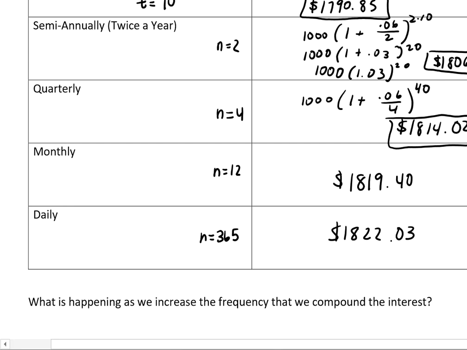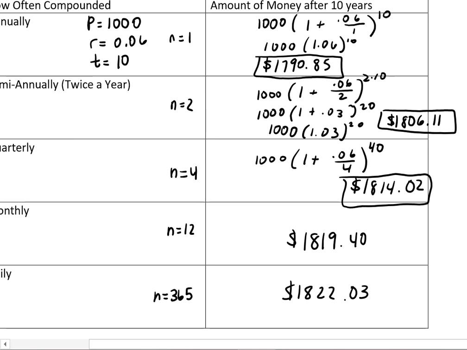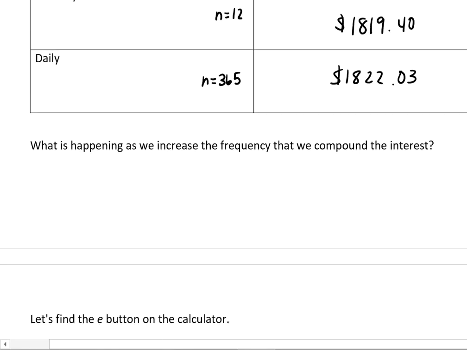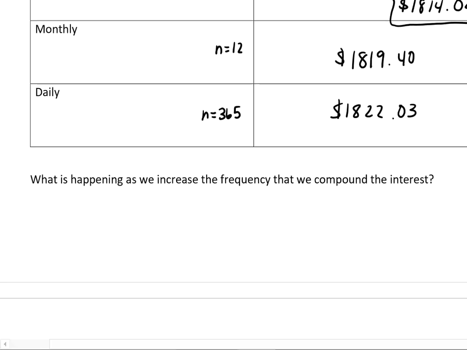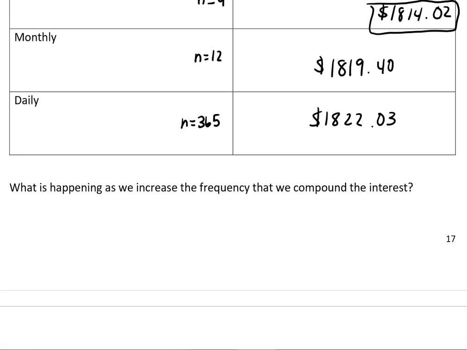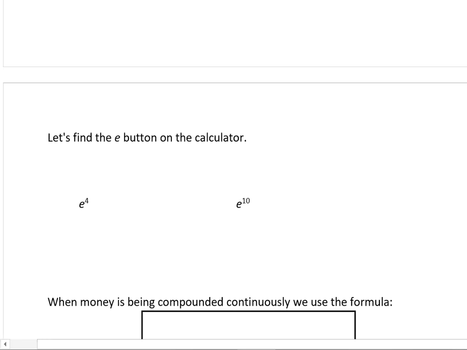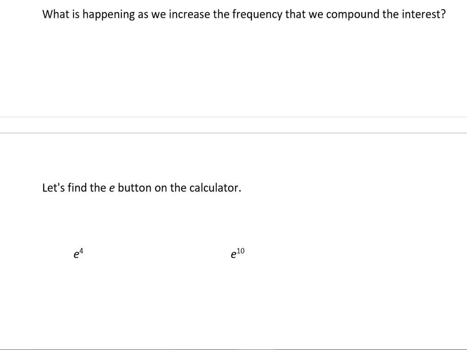So what's happening as we compound more frequently? You can see I have an increase on each of them, but notice the biggest jump is from 1 to 2. And if I look between monthly and daily, there's only a couple dollar difference. Not significant. It's almost as if they're approaching something. Dun dun dun. Like they're approaching something called compounding continuously. And that brings me to the number E.